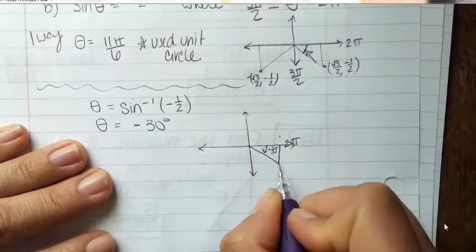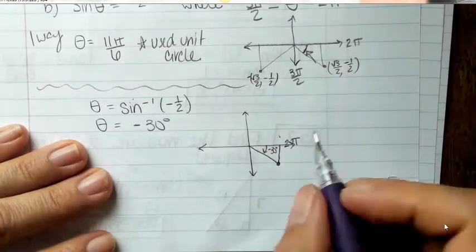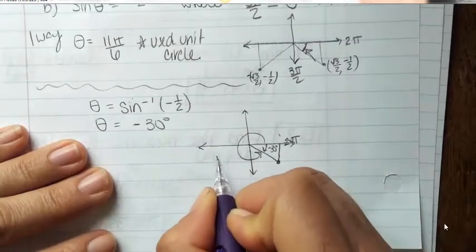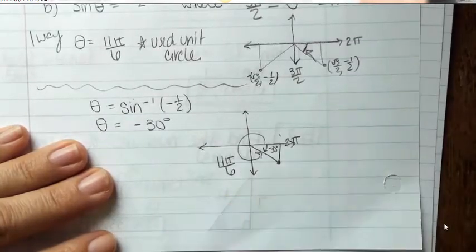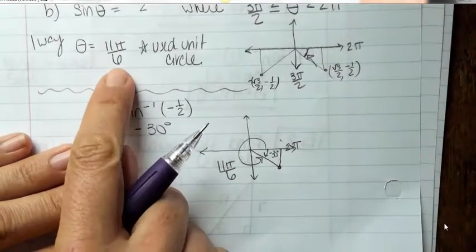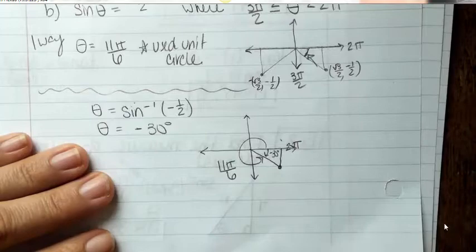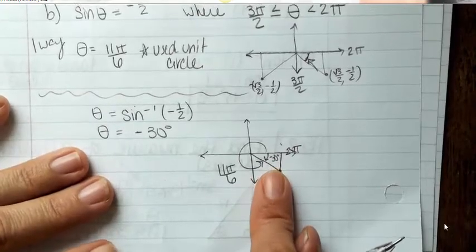Subtract pi over 6 from that, and you're at 11 pi over 6. So this angle right here would be 11 pi over 6, which I got just by using the unit circle in the previous example. You don't have to add anything. You don't have to subtract anything. That's why it's so important that you draw these out.